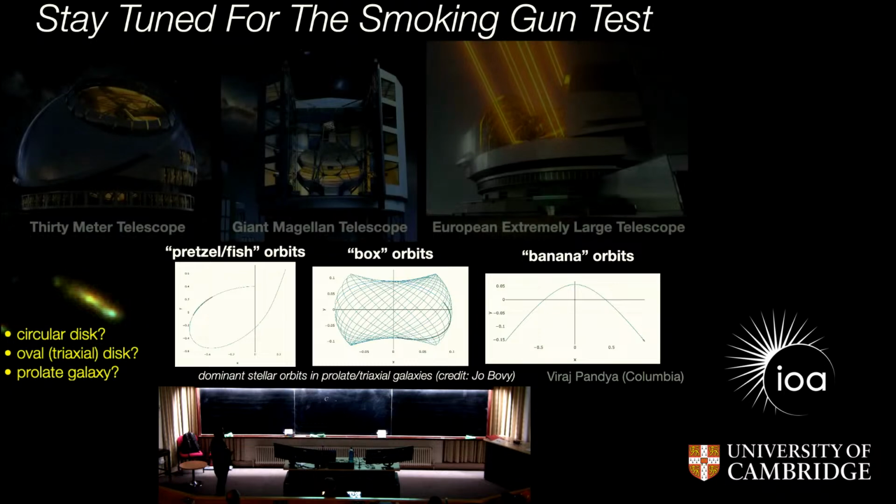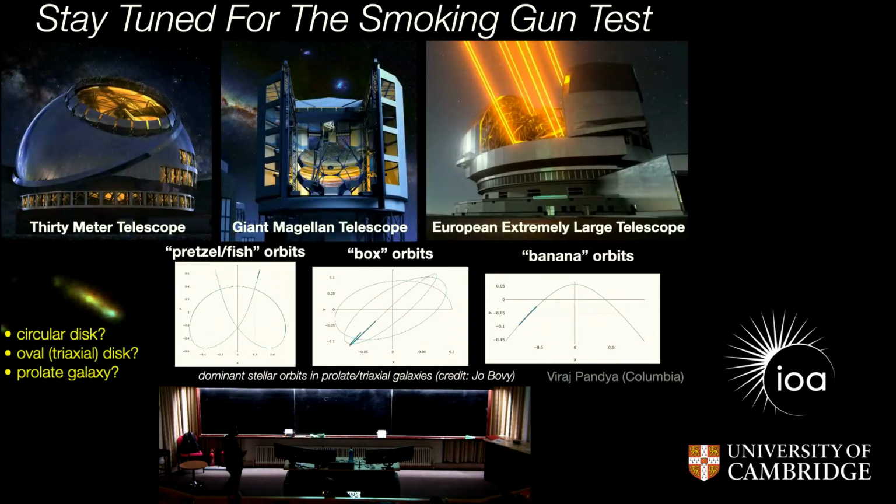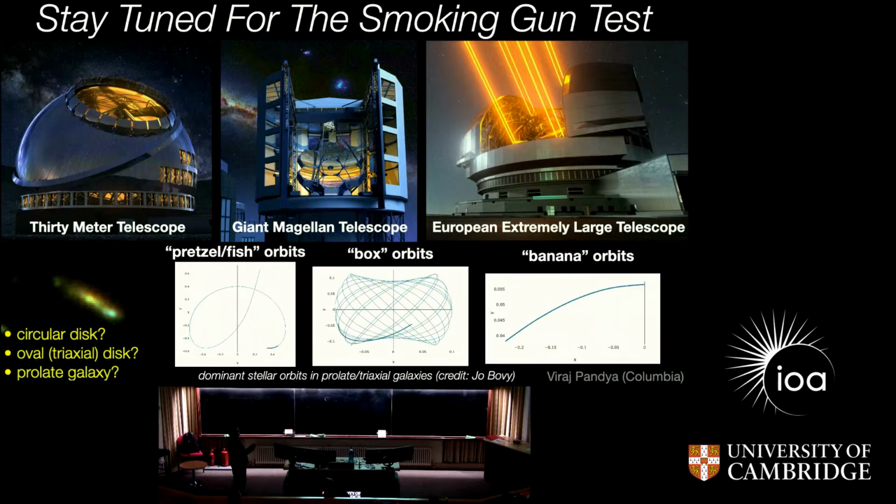But luckily, here in Europe, astronomers have invested billions of dollars into these next generation telescopes on the ground, the extremely large telescopes. So the European one, illustrated here, and then there's two in the US, the Giant Magellan Telescope in Chile, and then the Thirty Meter Telescope, which was going to be in Hawaii, but is TBD.